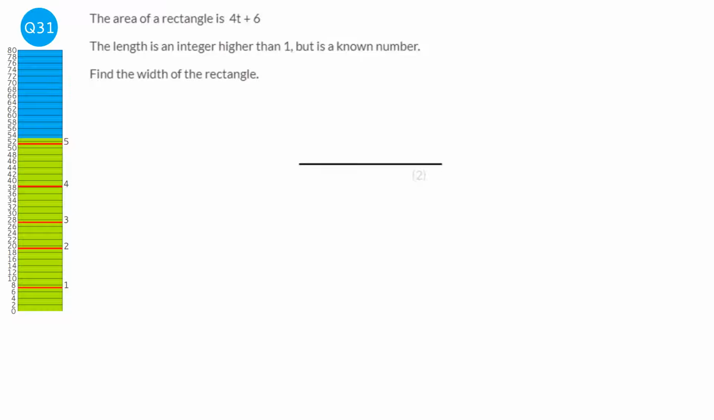So for this question, what we need to do is factorise 4t plus 6. Now factorise means put it into brackets. So if I try, what I can do is I can actually put a 1 on the outside here. So 1 times 4t plus 6 is 4t plus 6, but the question clearly states that it is higher than 1. So we need to find another number that's higher than 1 to factorise this with. So if we look at 4t and 6, well, they're both in the 2 times table. So I can put a 2 on the outside here. 2 times 2t is 4t, and 2 times 3 is 6.